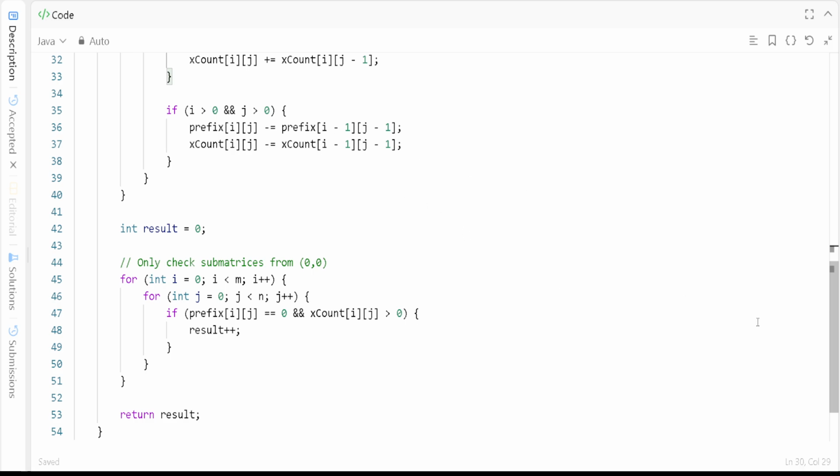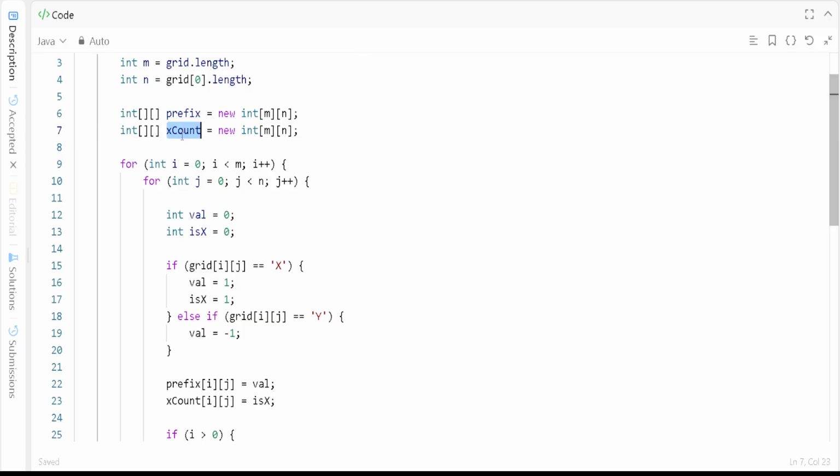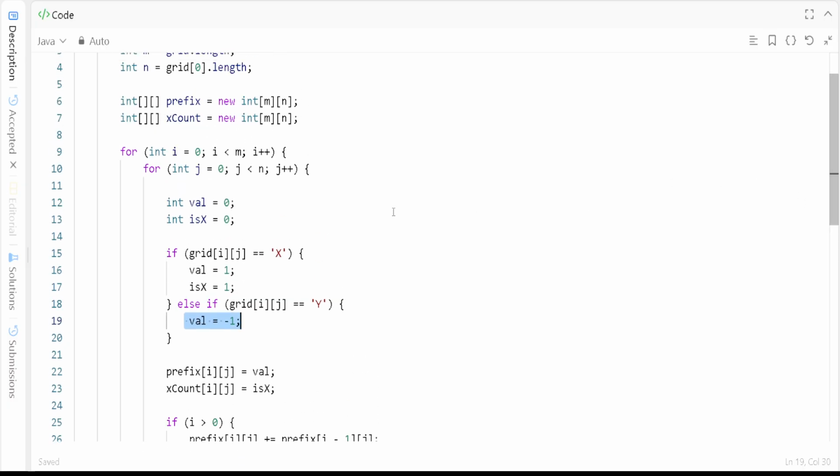So basically if you talk about this prefix and the x count, what we are doing actually, this prefix will do the sum of the values from 0 0 to the cell i j, means x, if there is x, right? So if x is there, then we are just saying it should be plus 1. If it is y, the value will become minus 1, right? If dot is there, then that will be 0, so we can ignore that, because that is not required.